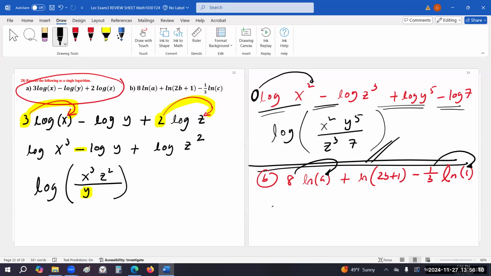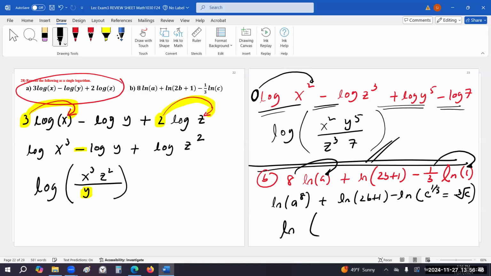So we have ln of A to the 8, ln of 2B plus 1, ln of C to the 1/3, but C to the 1/3 is the same as the cube root of C. So you can use either one of them. Either C to the 1/3 power or cube root of C, anything is fine. In the final exam, they will give you the radical, not as a power.